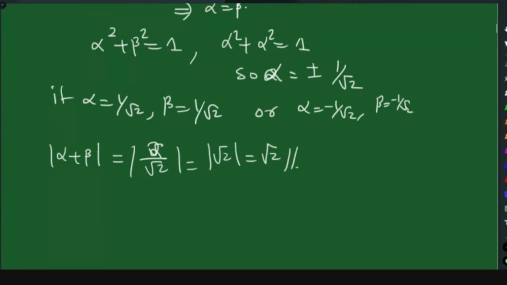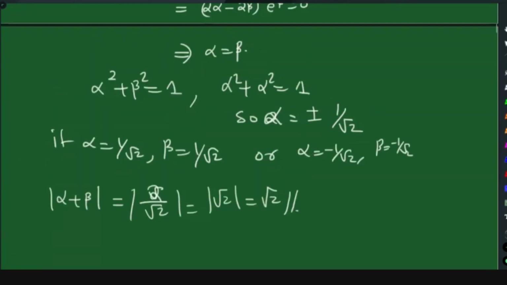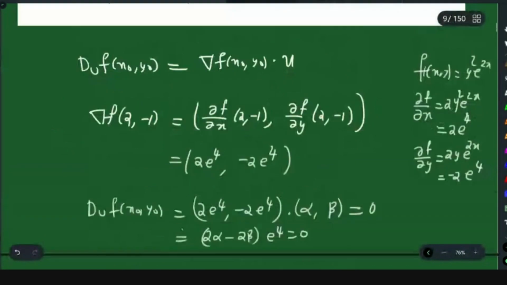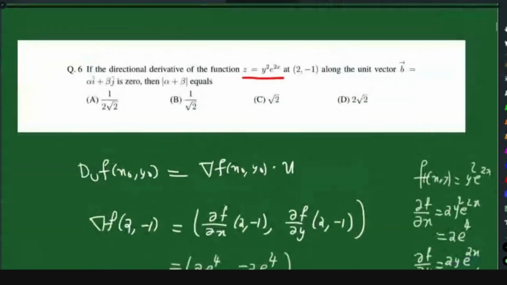Do you understand this? Modulus of alpha plus modulus of beta is equal to root 2. Yes. It's clear. So nothing is there. You just apply the definition of directional derivative and find it. So it is given that it is 0.